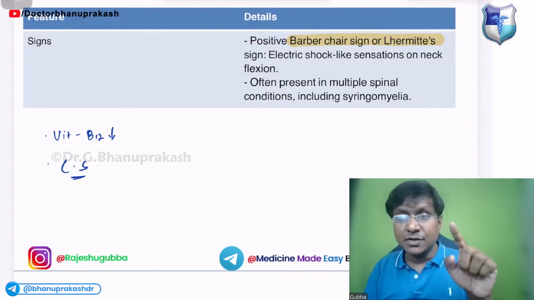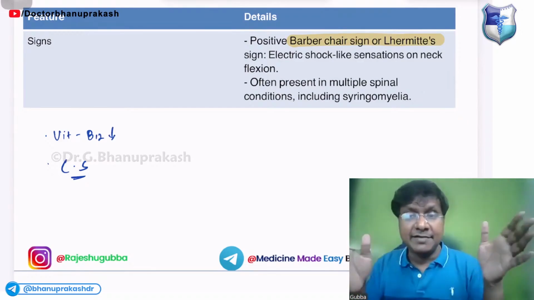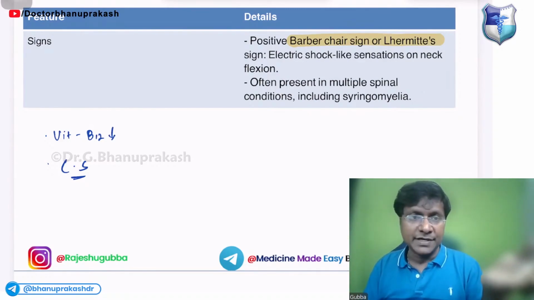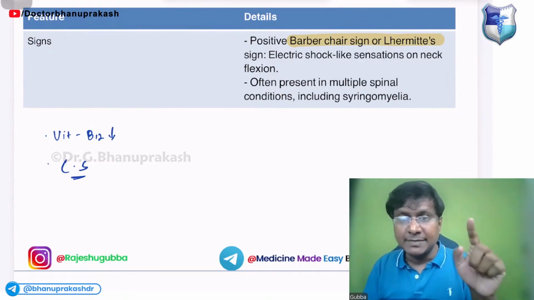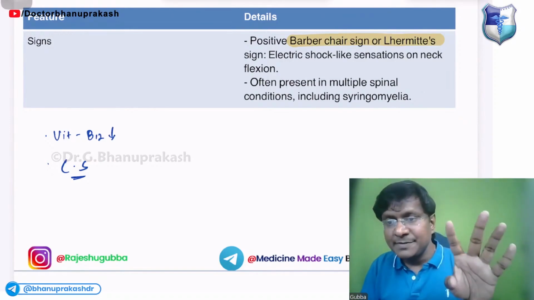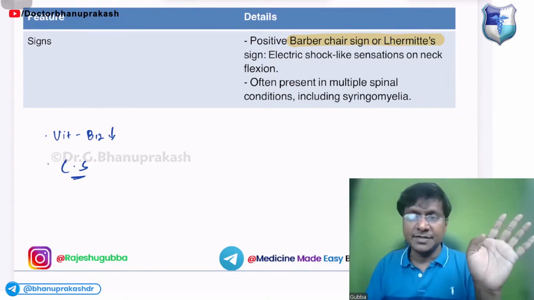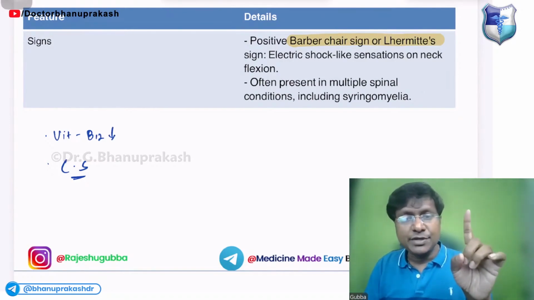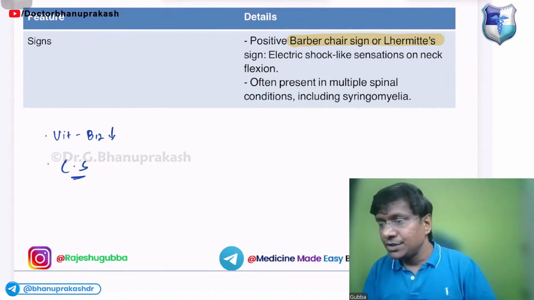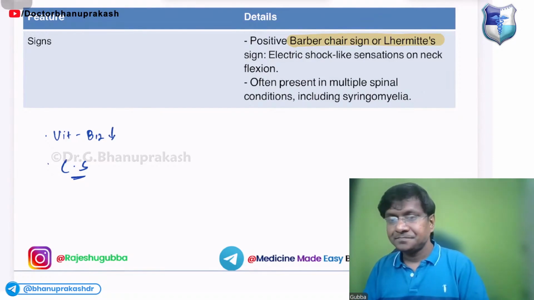And due to the involvement of the corticospinal tract, as the cavity expands laterally, there can be wasting of the small muscles and there will be spasticity of the legs and exaggerated deep tendon reflexes. Complications will be syringobulbia. Investigation of choice will be MRI. Treatment of choice will be surgical decompression, that is by suboccipital craniectomy and cervical laminectomy. Okay, and a very important sign that you need to remember is Lhermitte sign or Barber-chair sign. Done. So this is about syringomyelia.